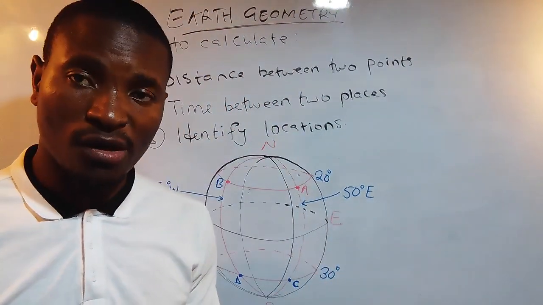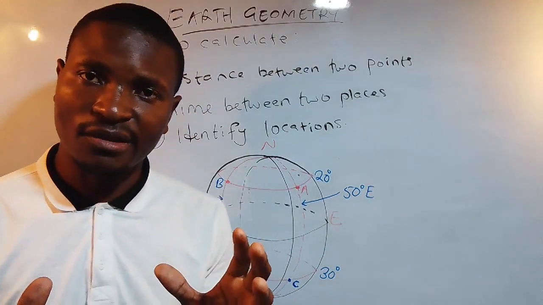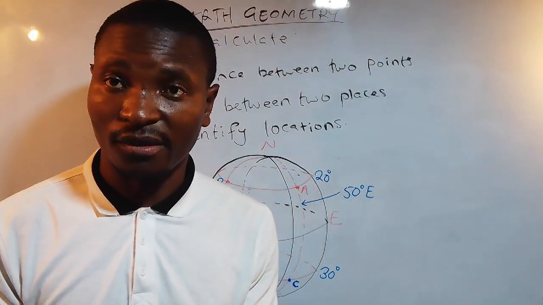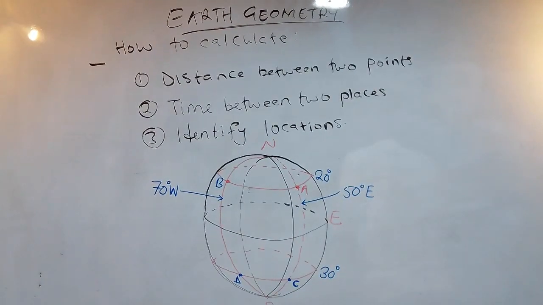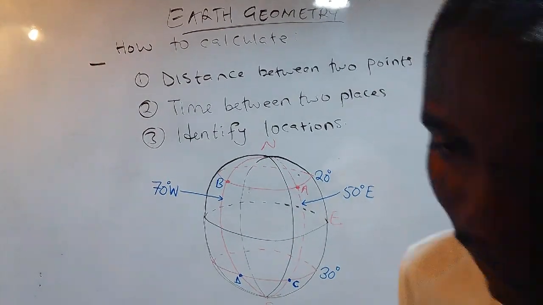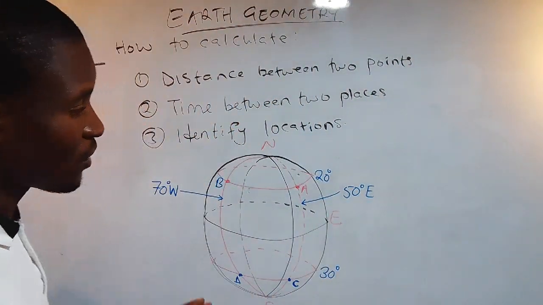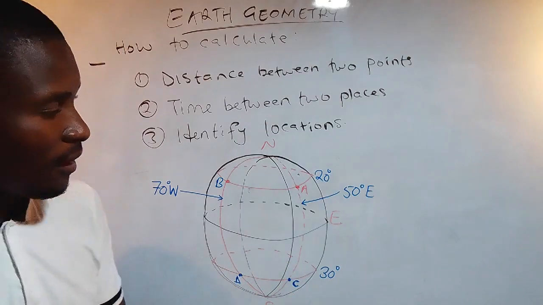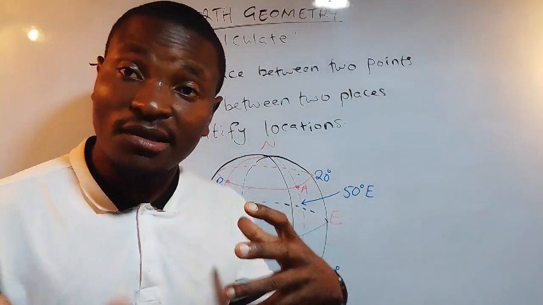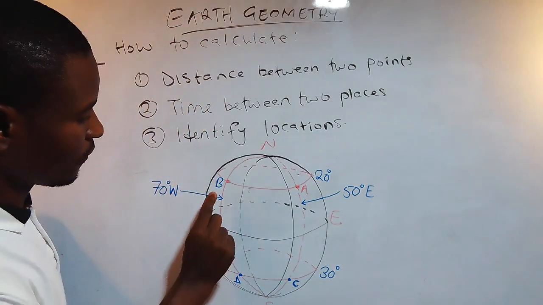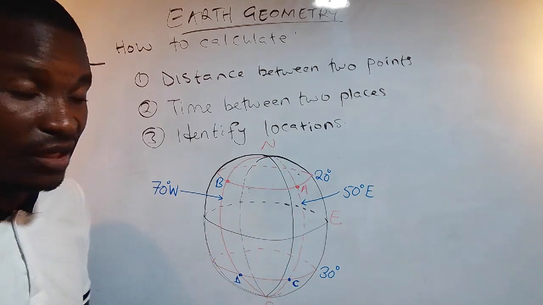Now what you can see on the board is that we have this imaginary earth. Now, what you need to understand is that this is an imaginary earth, so you can have these imaginary points on the surface of the earth.